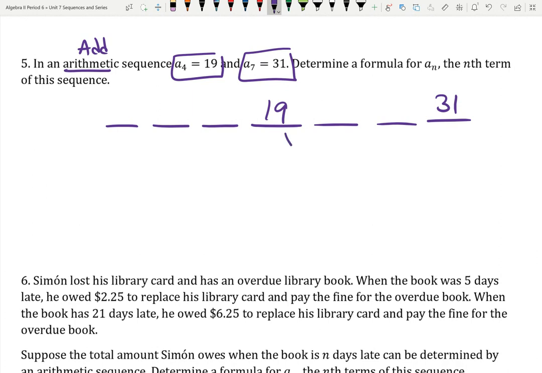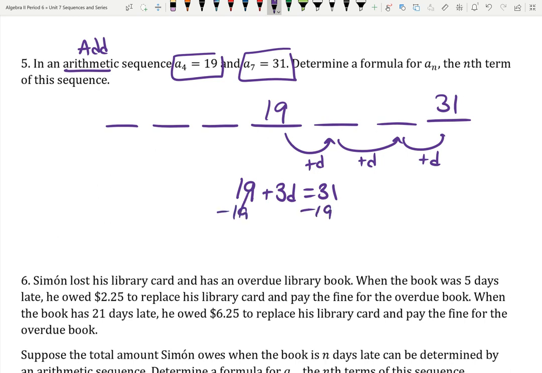So watch what I'm going to do here. I know it's arithmetic, so I'm adding the same number each time. I'm adding that common difference each jump there. So now I can write an equation: 19 plus 3 jumps, 19 plus 3 common differences gives me 31. Look how this picture made this equation for me. Start at 19, and you keep adding the common difference to get to 31.